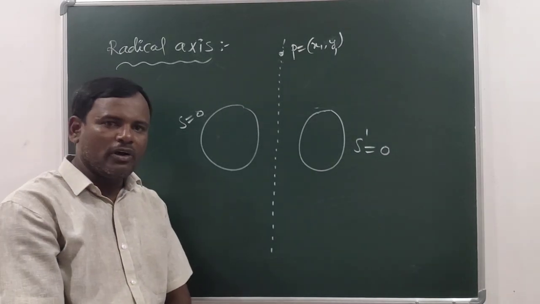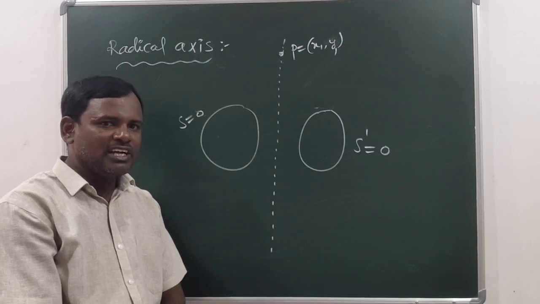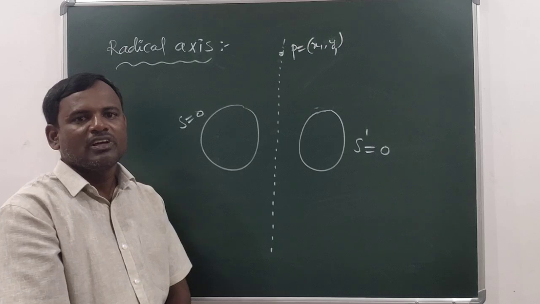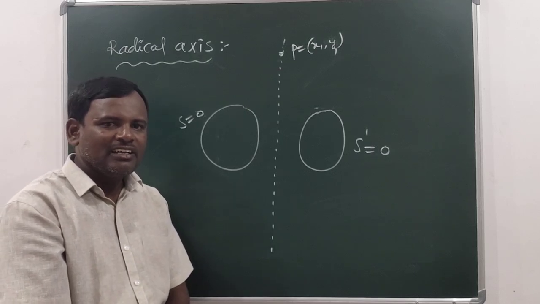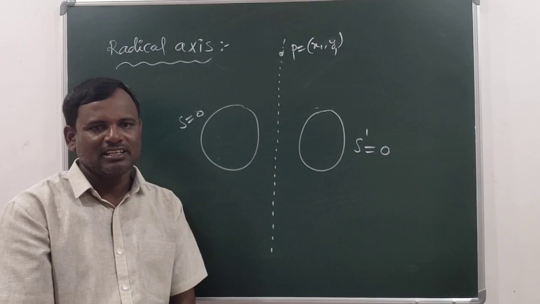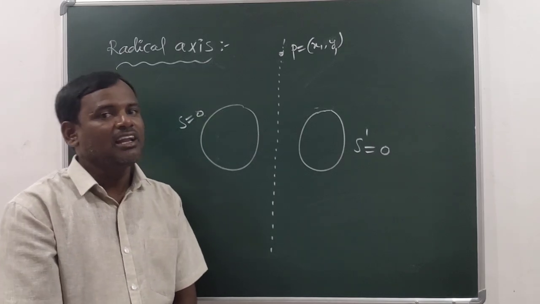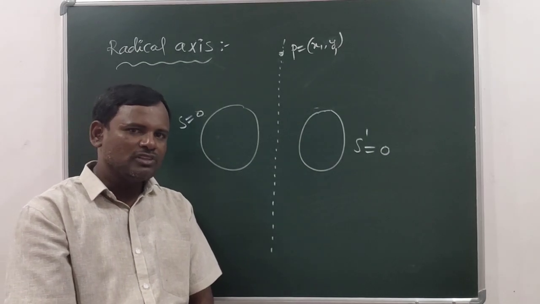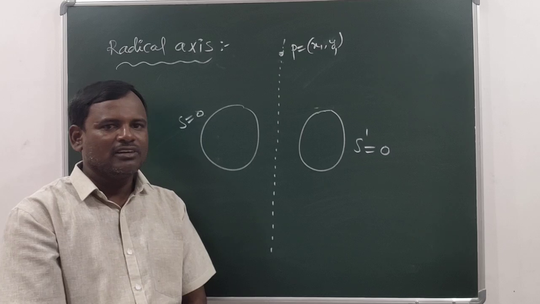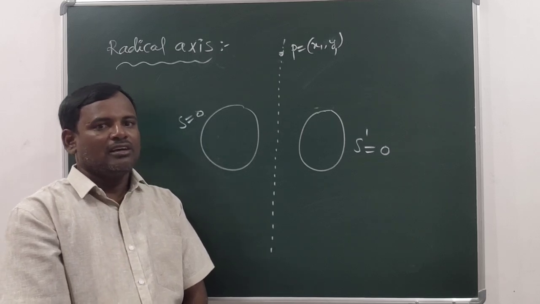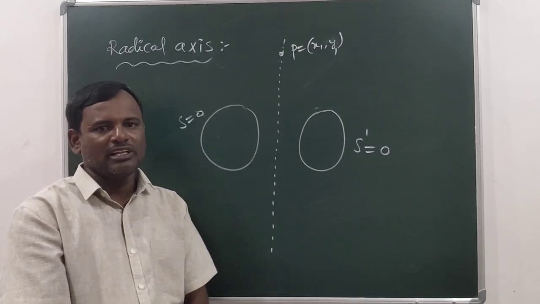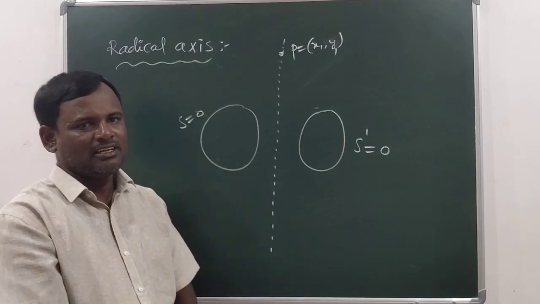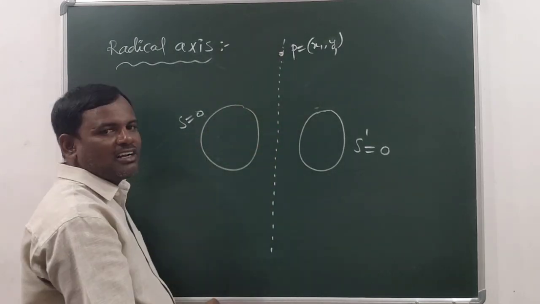The locus of a point which moves such that its powers with respect to these two circles are equal is a line. That line is called a radical axis. This is the definition of a radical axis. The locus of a point which moves such that its powers to these two circles are equal is one line. That line is called a radical axis. See here, this locus is called radical axis.